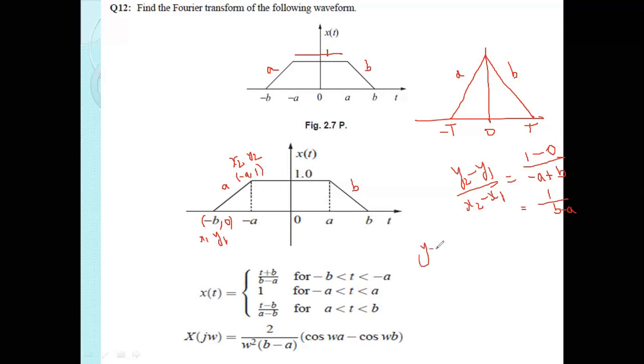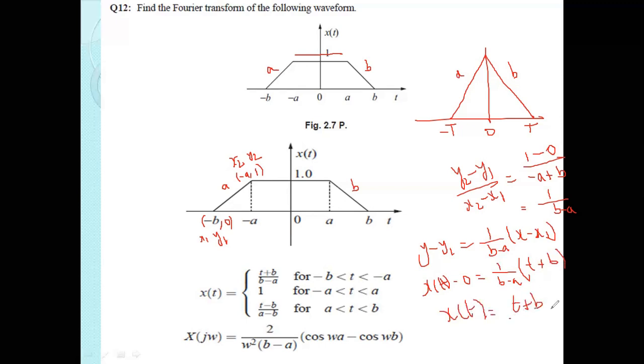So what is the equation? y minus y1 is equal to the slope 1 by b minus a into x minus x1. This is the slope equation. What is the y here? The y is x of t, and y1 is 0. So x of t minus 0 is equal to 1 by b minus a. What is the x here? x is the t variable, t minus x1. x1 means minus of minus is a plus b. Therefore, x of t is equal to t plus b by b minus a.